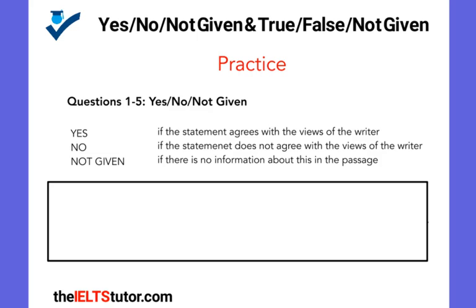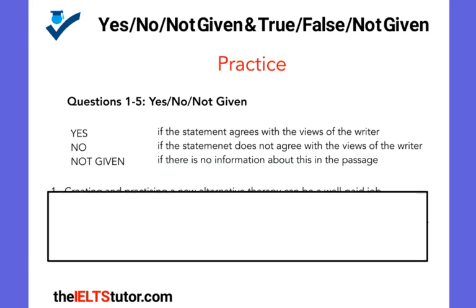Now, before we begin, let me just remind you to look for evidence to support whether the statement is true or false. If you cannot find any proof, choose not given. Okay, simple as that. So, based on what we've just done about alternative therapists or alternative therapy, let's use the same strategy to decide whether these statements agree with the views of the writer or disagrees with the views of the writer, or it's just simply not given there. Okay, so remember, yes, no, not given usually relates to views of the writer. Yes, no, not given. True, false, not given usually deals with facts. Okay, let's start with the first question.